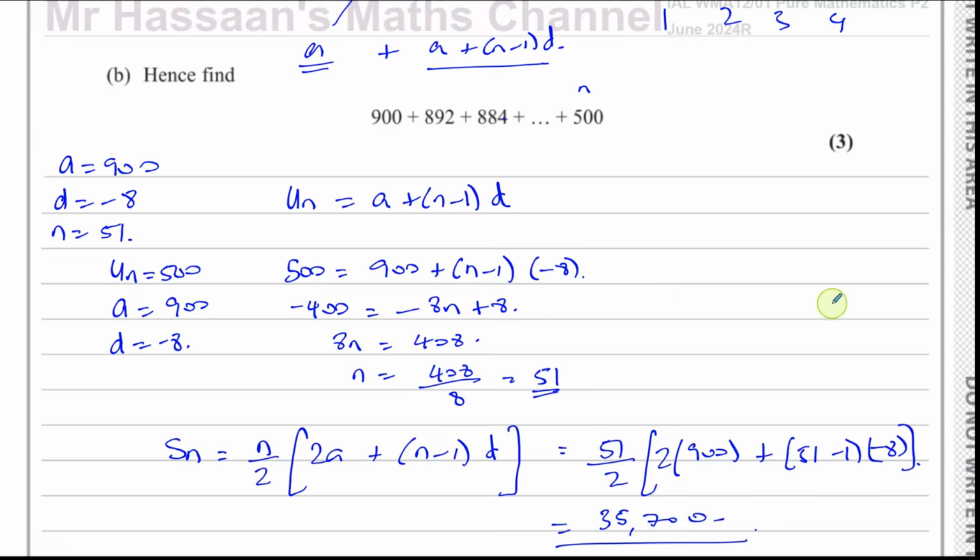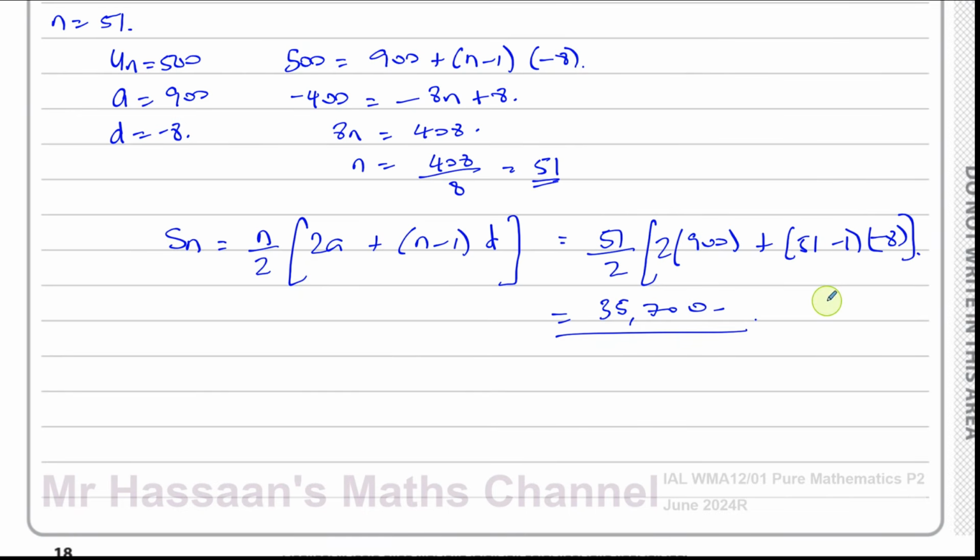Okay, and that's another very convenient formula if we know the first term and the last term, and the number of terms. So a plus L. This is a nice, easy formula to use if you know the last term and you know the number of terms. So this would be 51 over 2 times the first term, which is 900, plus the last term, which is 500.